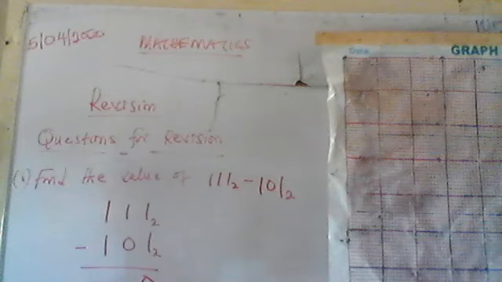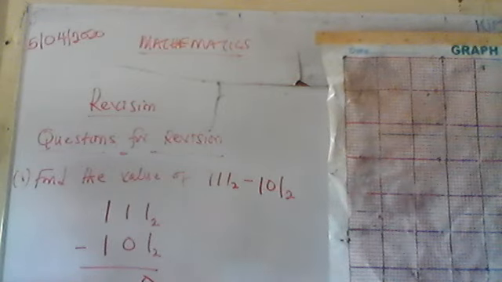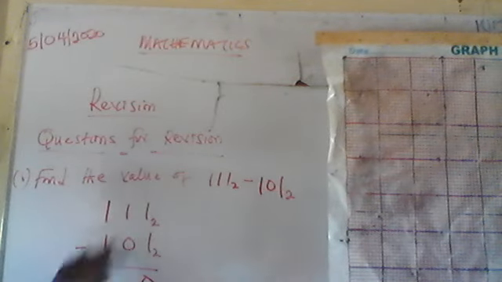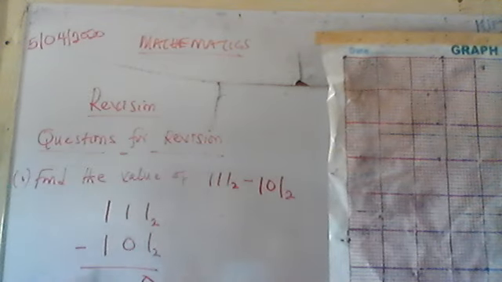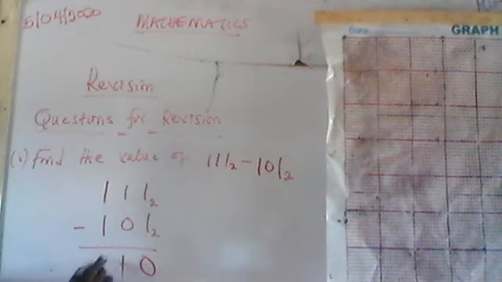So taking away 1 from 1, you are going to get 0, which doesn't have any issue there. Then the second one, you have 1 and you have 0. If you take away 0 from 1, you are going to have 1 there. And the last one, you have 1 minus 1. That will give you 0.